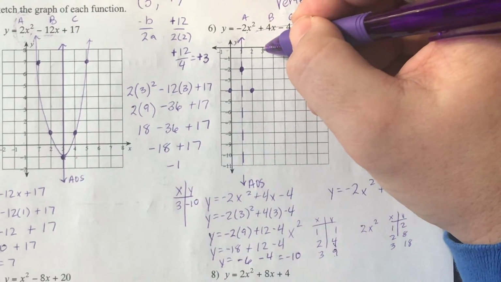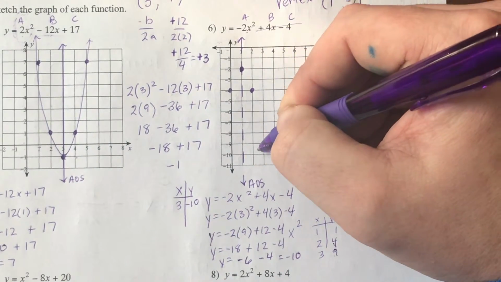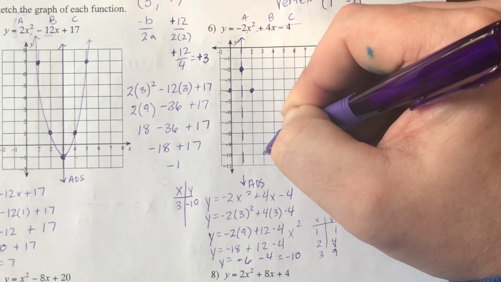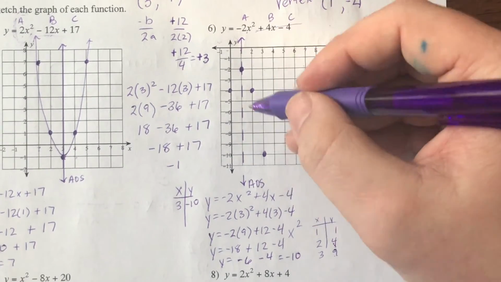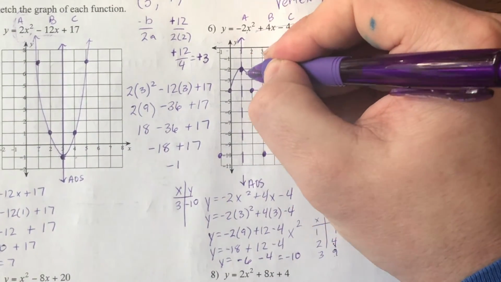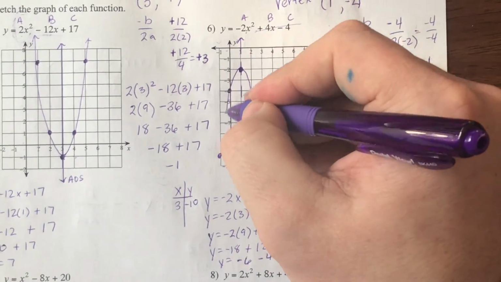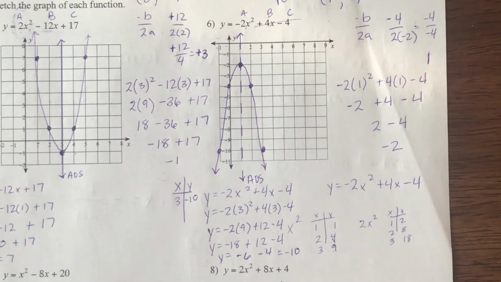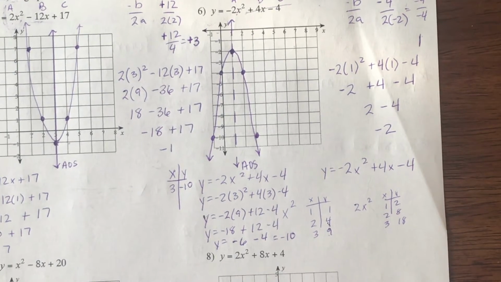So I got 3, negative 10, which would be here. And then using the axis of symmetry rule, I can go 1, 2, so go 1, 2 there, and then I have my graph. Okay? I hope this is making sense.